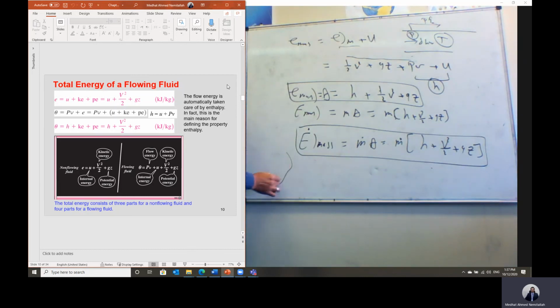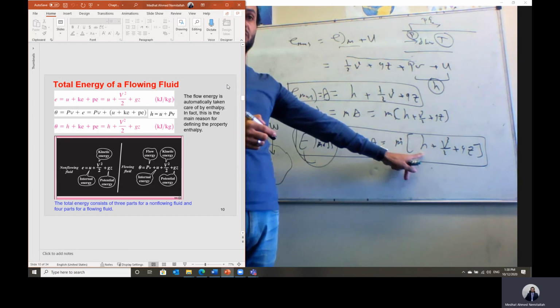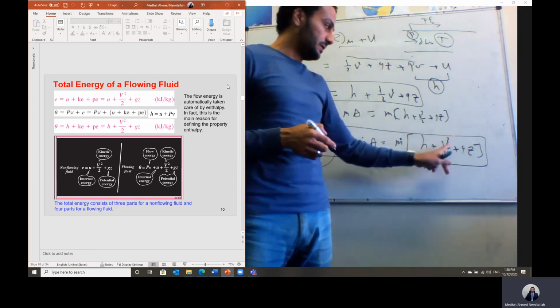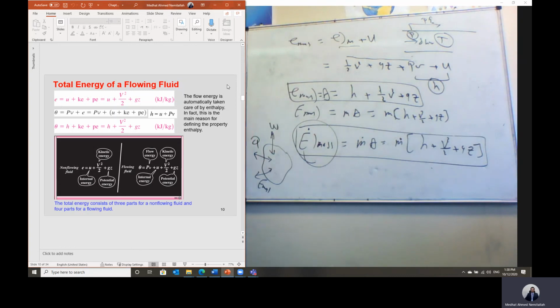We said that for any open system, energy can transfer in or out in the form of work, energy can transfer in the form of heat, and energy can also transfer in or out due to mass transfer. And this term, the rate of energy transfer by mass in or out of this system, will equal the mass flow rate in or out multiplied by the enthalpy of this fluid plus the kinetic energy plus the potential energy.